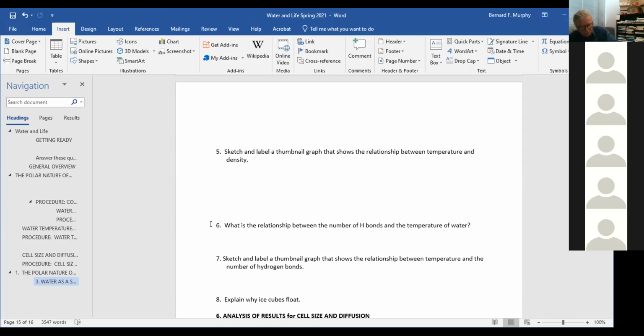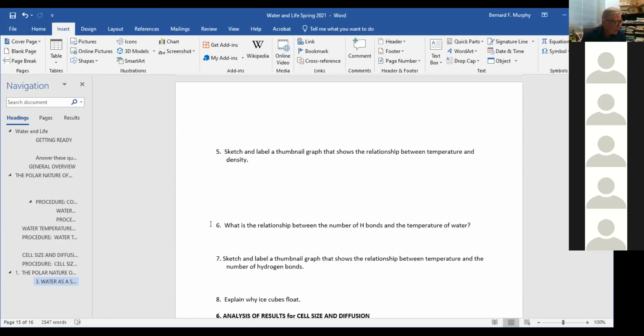And then explain why ice cubes float. Because the water molecules are farther apart in ice than they are in liquid water. And it's a bizarre property. I don't know why that happens.